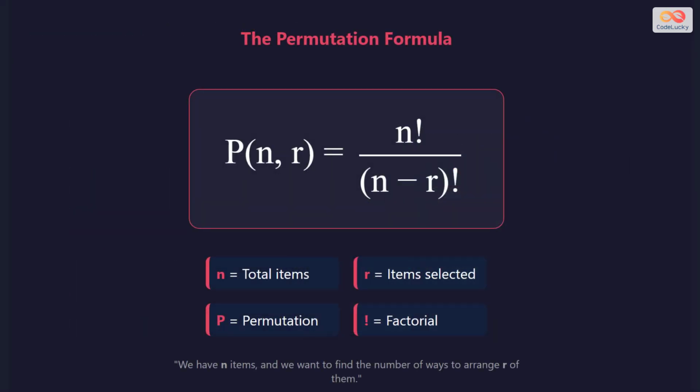Mathematically, we calculate this using the formula P of n and r, where n represents the total number of items available, and r represents how many we are selecting to arrange. The factorial symbol, that exclamation mark, means we multiply a number by every integer below it down to 1. This formula basically counts every possible unique ordering.